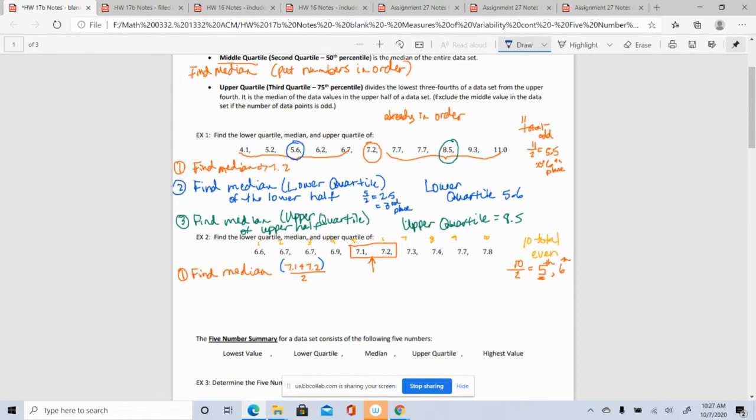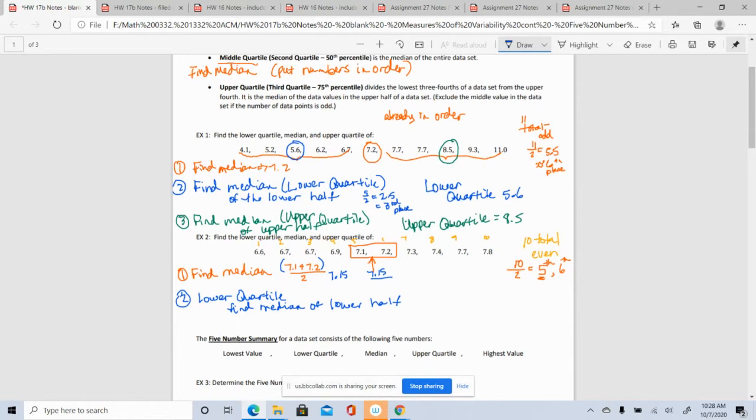7.1 plus 7.2 equals, I forgot to do my parentheses, so I went and hit equals. I got 14.3, divide that by 2. 7.15. So that number is right in between those two. So that's my median. Now I've got to find the lower quartile and then the upper quartile. For the lower quartile, remember, we're going to find the median or midpoint of the lower half.